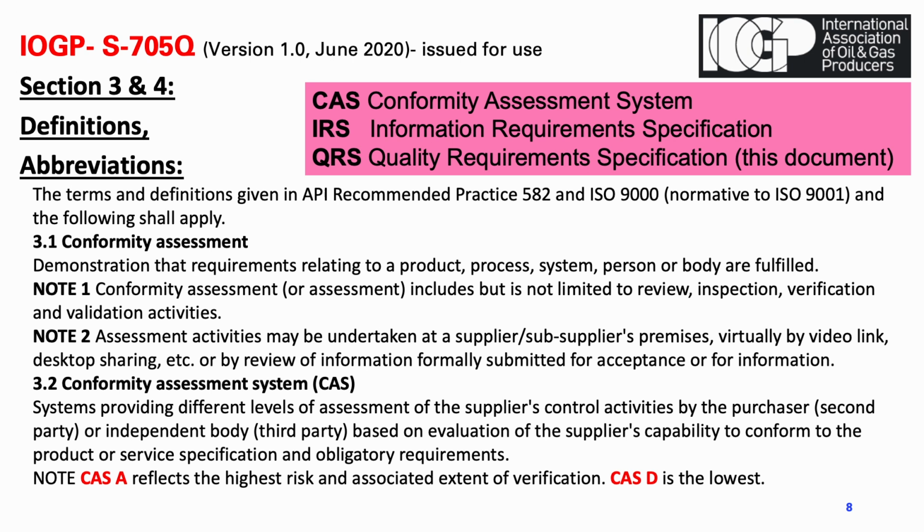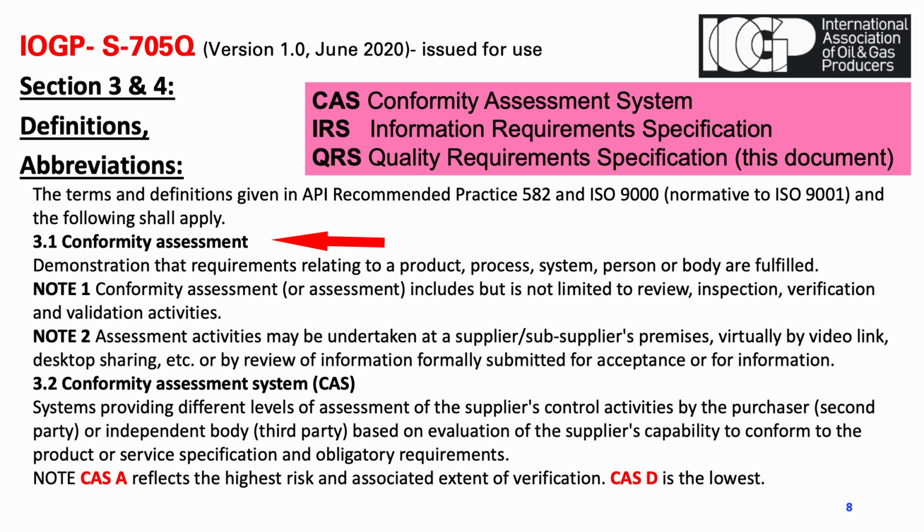Here the terms are a little bit different than the other international or national standards we are using. So remember basically these three things, which will be coming frequently in this standard; they will be repeated. CAS is the conformity assessment system, IRS is the information requirement specification, QRS is the quality requirement specification, which is this document. So 3.1 is conformity assessment, demonstration that requirements relating to a product, process, system, person or body are fulfilled, which is conformity assessment.